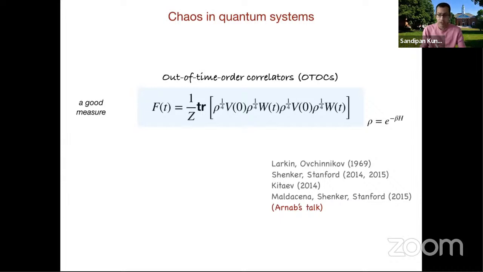So in this talk, I'm going to use this observable to describe quantum chaos. Physically, what this OTOC does is measure the effect of a small perturbation created by the operator V at t equals 0 on another operator W at a later time t. So that's, roughly speaking, what it measures.